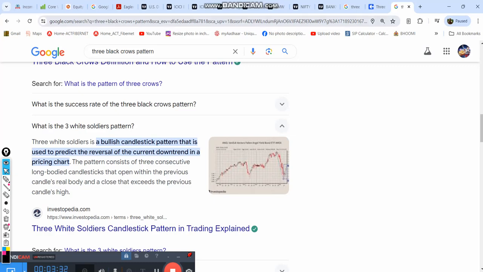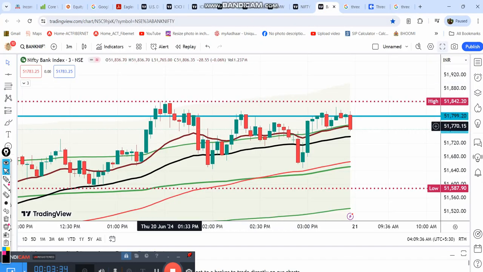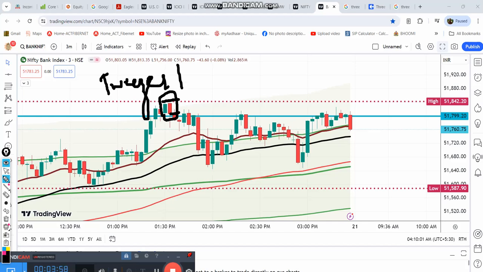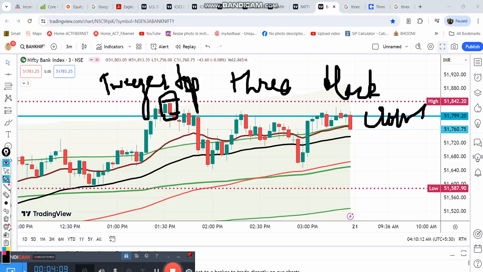So this doesn't come under 3 black rows, though, because the second candle is not inside the body of the first candle. It is after the closure of the first candle that the second candle appeared, so it disqualifies as a 3 black rows, but it is a tweezer top because the highs of the 2 candles are nearly the same. So this is a tweezer top and also a kind of 3 black rows pattern. So there were 2 confirmations here, tweezer top and nearly 3 black rows pattern.